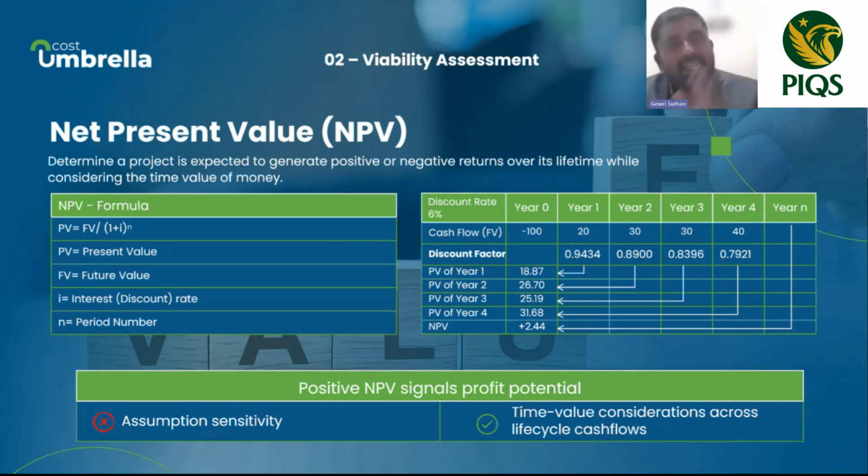So NPV, net present value. What we are doing here is the same concept as the ROI concept, right? But here we consider the real time value of money. In ROI, we add all the returns together, then deduct the initial investment, right? We did that. Here, we identify the real value of money.